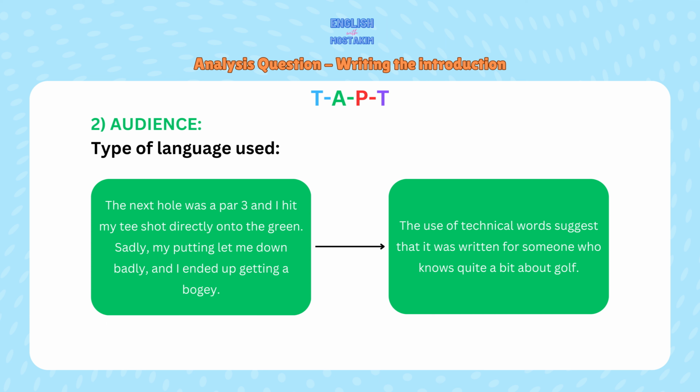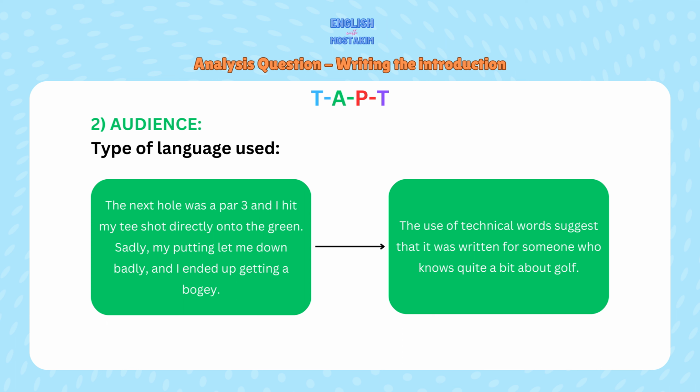They won't know what par 3 means, what tee shot means, what bogey means. So all of these technical words can only be understood by someone who knows a lot about golf. So naturally the audience of this text is someone who knows about golf.